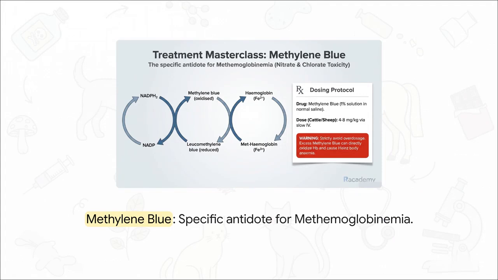And if you are dealing with that brown blood, methemoglobinemia from nitrate or chlorate, here is your treatment masterclass. The specific antidote is methylene blue. You're going to use a 1% solution in normal saline. The dose for cattle and sheep is 4 to 8 milligrams per kilogram, administered via slow IV. But heed this strict warning. Completely avoid overdosage. Excess methylene blue can directly oxidize hemoglobin itself, which causes Heinz body anemia. You really have to thread the needle to save the patient.